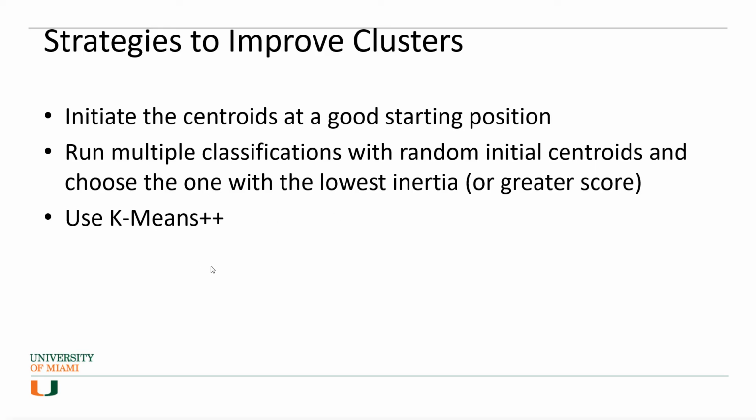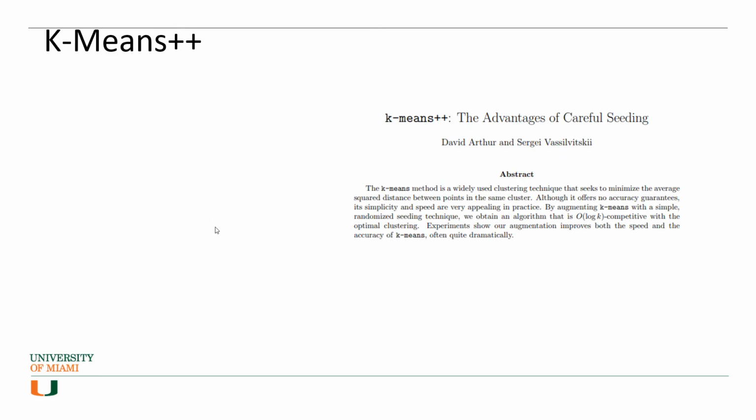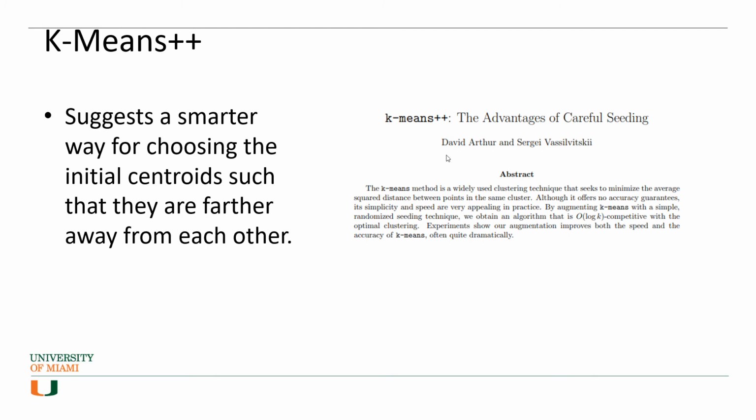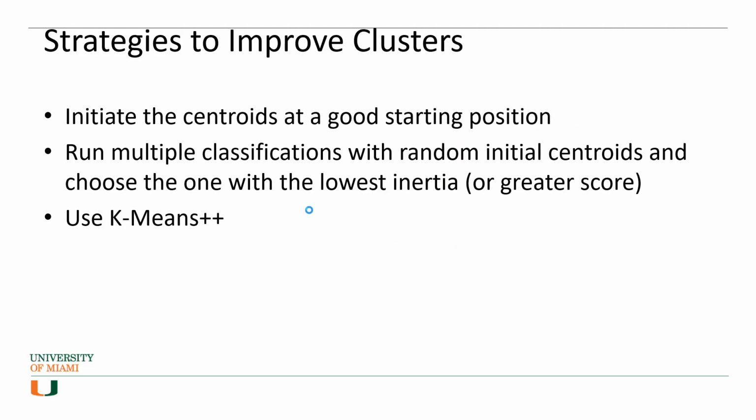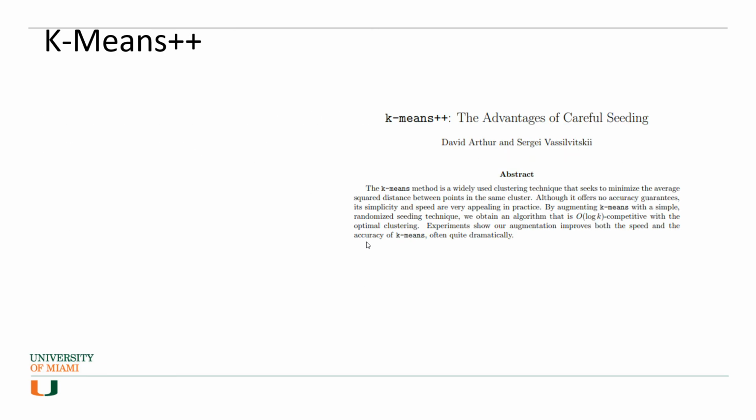So one of the enhanced versions of the k-means algorithm that we just discussed is called k-means++, that was introduced by these authors. And what it does is that it suggests a smarter way for choosing the initial centroids, right? In particular, it chooses the initial centroids so that they are as far from each other as possible. Again, remember, we said that depending on how you choose the centers at the beginning, the performance is going to be different.